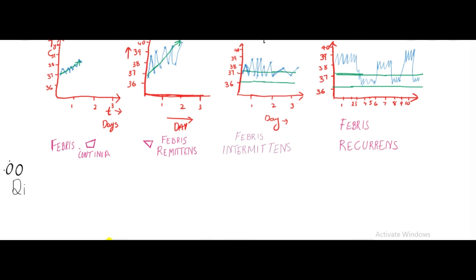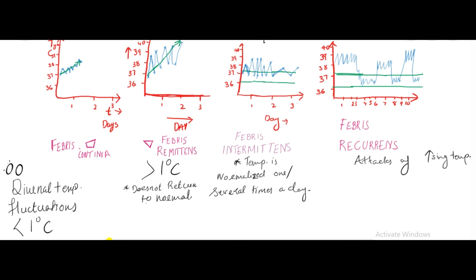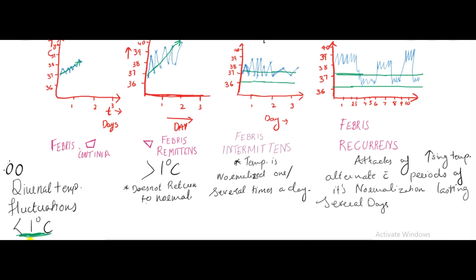That is febris recurrence. In febris continua, the diurnal temperature variation is less than 1 degree Celsius, and in febris remittance it is greater than 1 degree Celsius, which means that within a day the temperature varies by more than 1 degree Celsius. In febris intermittence, temperature is normalized one or several times a day. Febris recurrence means attacks of increasing temperature alternate with periods of normalization lasting several days. You need to understand that in febris remittance the temperature does not return to normal.